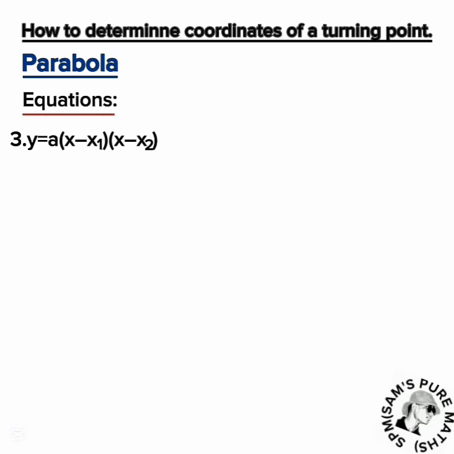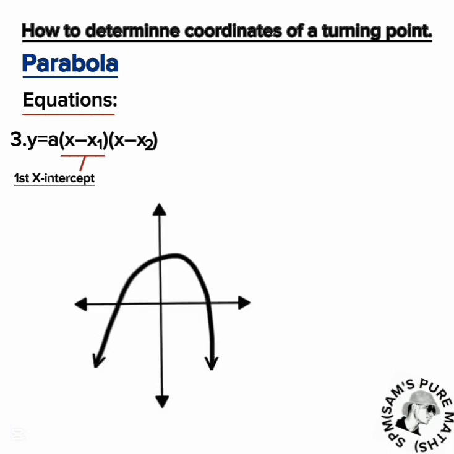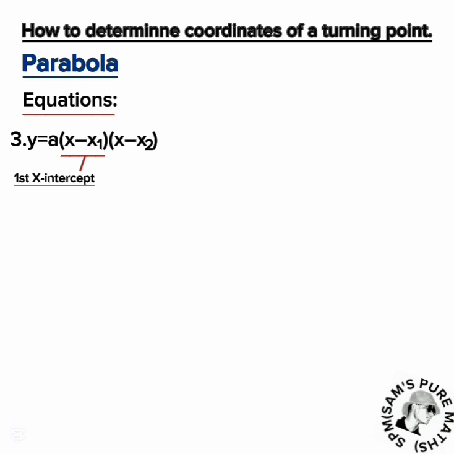Things you need to know about this equation are: x minus x1 helps us to determine the first x-intercept of the quadratic function. Remember, quadratic function has 2 x-intercepts, so x minus x1 will help us to determine the first x-intercept of the quadratic function, and x minus x2 will help us to determine the second x-intercept. I'm gonna break down everything for you on this equation.